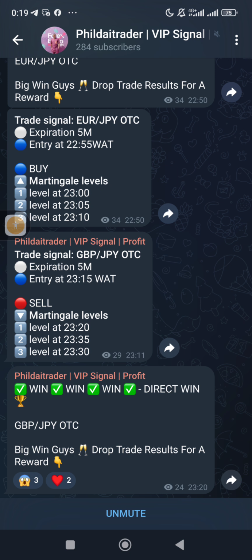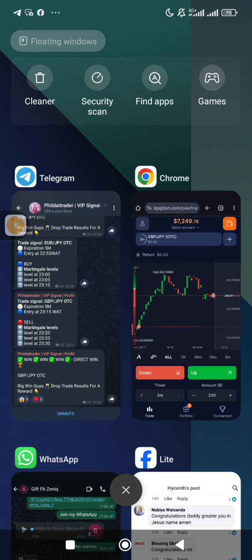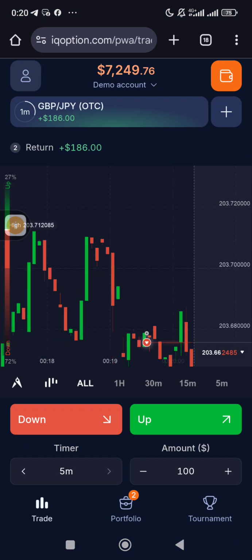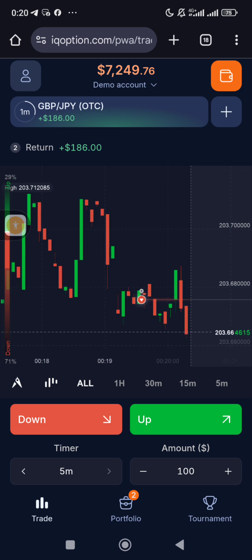So by 23:25, the 5 minutes have completed, and you are expected to enter at the exact time. Immediately that one is gone and is now on loss, you are expected to enter immediately. Now the third one is level 3, which is 23:30. Do you understand? At 23:30, you are expected to enter the last one, which is the $100. You now click on down.